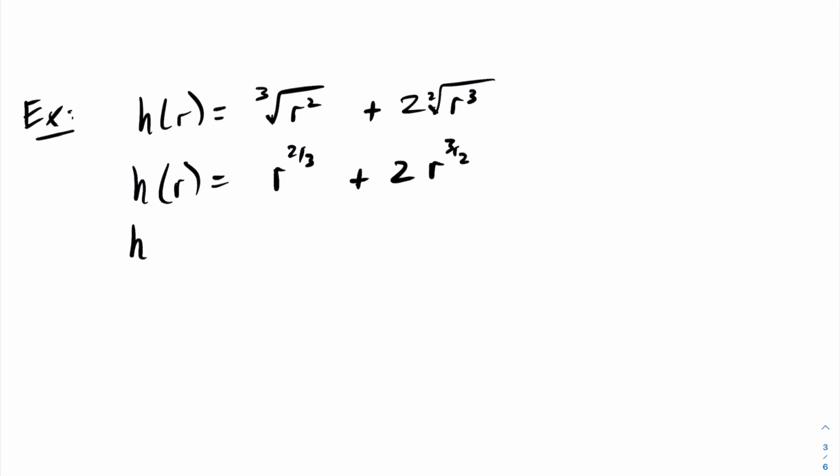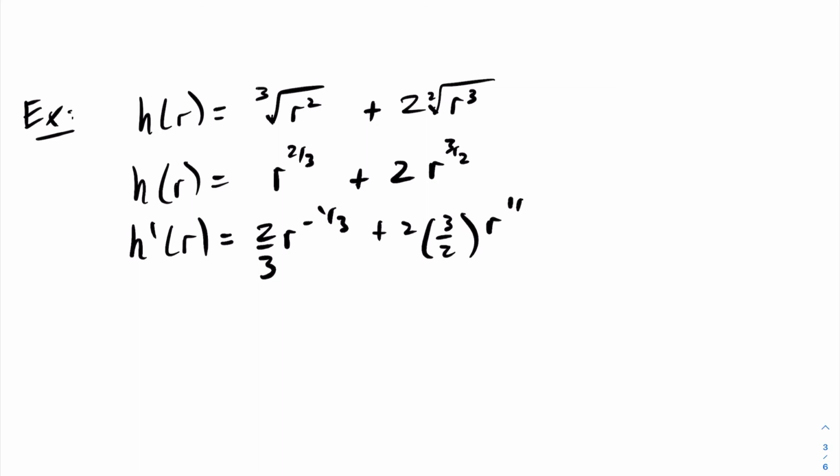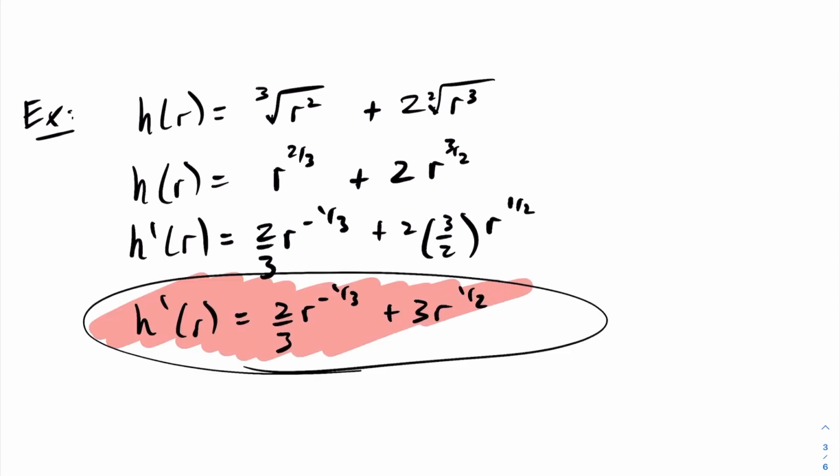Now I can go ahead and take my derivative, in which case this is h prime of r is 2/3 r to the negative 1/3, plus drop down that 3/2, and then subtract 1, we're left with a half. We can go ahead and clean this up, and I get 2/3 r to the negative 1/3 plus 3r to the half. And that's h prime of r. All right, let's look at the next question.